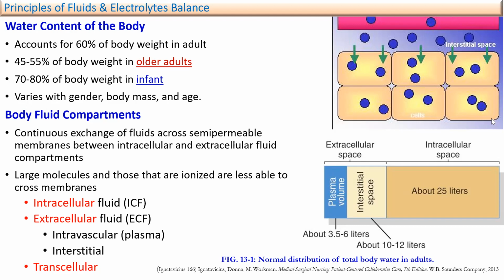Now, the majority of the body weight in infants, about 70 up to 80% of their body weight, is fluids. And contrary to this, or opposite to the infants, will be the older adults, in which the fluids account for 45 up to 55% of their body weight.